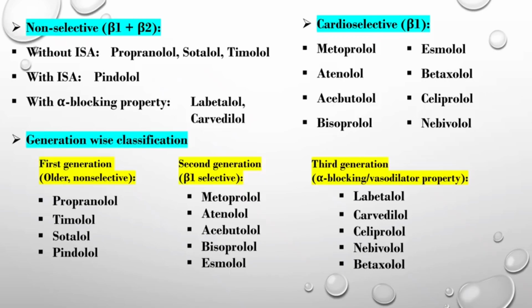Then generation wise classification. Based on generation, first generation, which is older and non-selective, example these are propranolol, timolol, sotalol, pindolol. Then second generation, beta 1 selective, metoprolol, atenolol, acebutolol, bisoprolol, esmolol. Then third generation, alpha blocking and vasodilator property, have labetalol, carvedilol, etc.